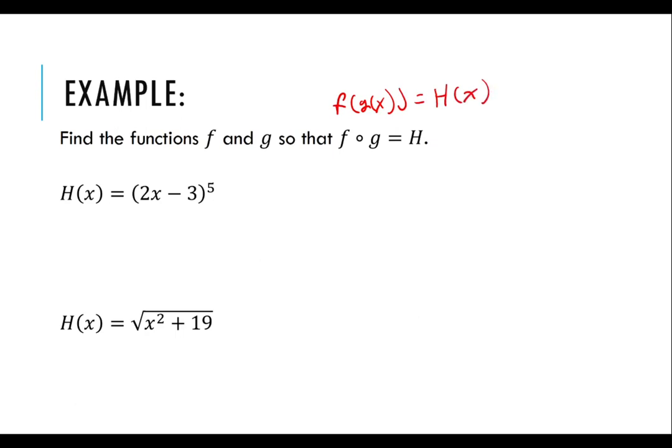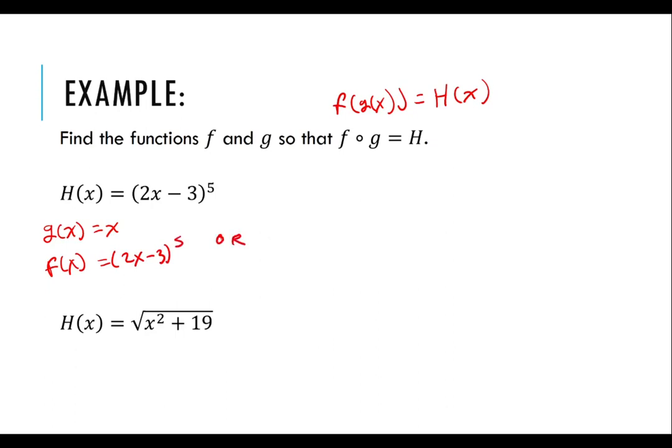And so what are some inner functions we could have? Well, I see that we could make the inner function, of course, the identity. That's always possible. And then the outer function f of x could just be the entire function, that is (2x minus 3) raised to the fifth. Or, what else could we have?